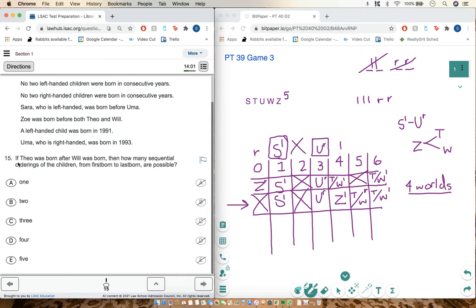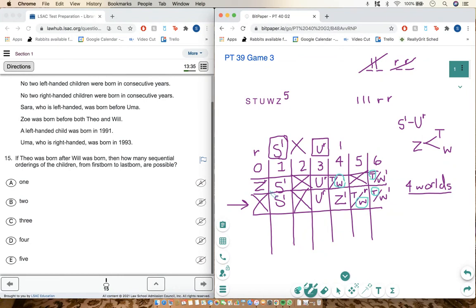And then number 15, if Theo was born after Will was born, so Theo's after Will. So that means we want Theo to go 6th here and Will to go 4th here. And we want Theo to go 6th here as well and Will to go 5th here, right? That's how we would have Theo being born after Will. So then they're asking, hey, how many sequential orderings of the children can you have?